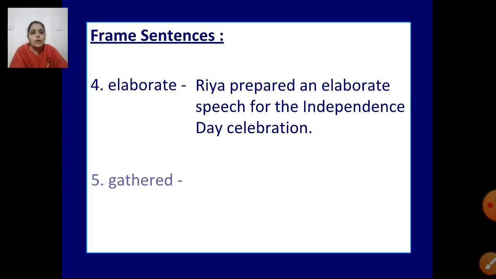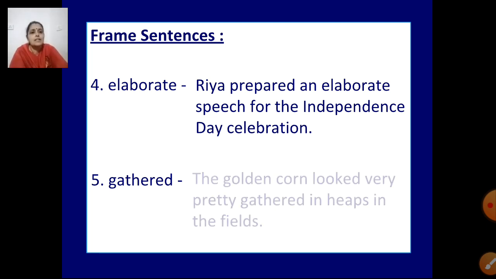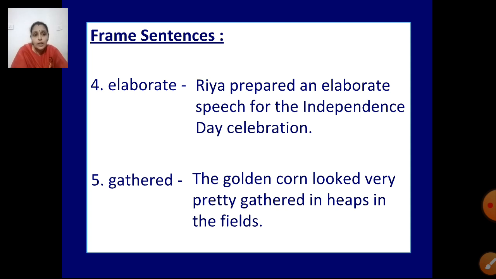The next word, gathered. Gathered means to collect. Yes, gathered. So let's see the sentence that we have. The golden corn looked very pretty, gathered in heaps in the field. Heaps means like mountain. Yes, so golden corn was collected and kept in heaps in the field.